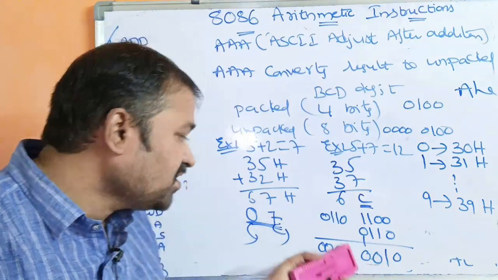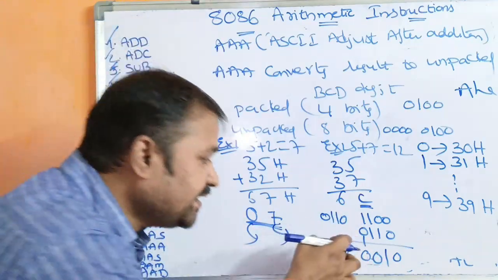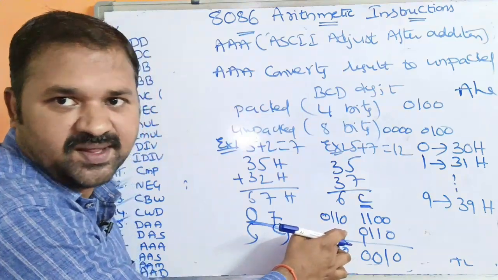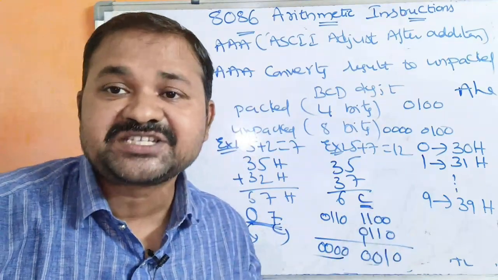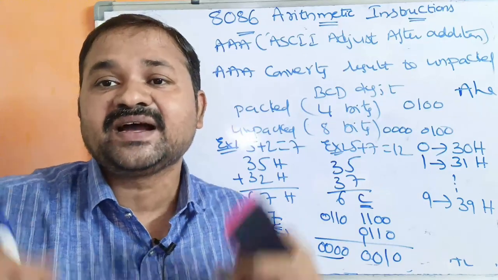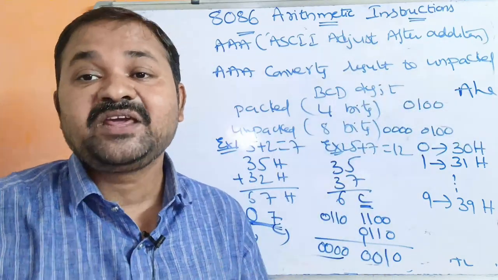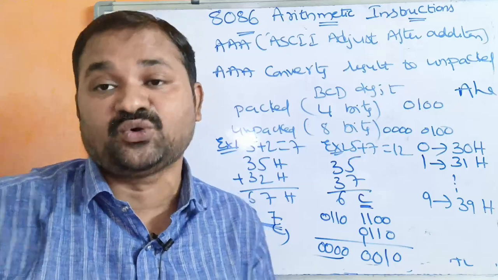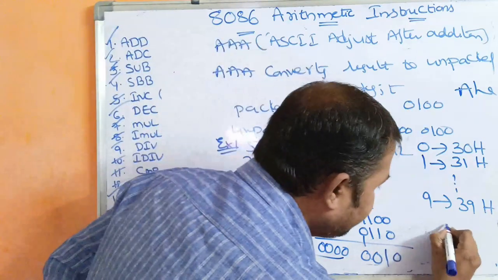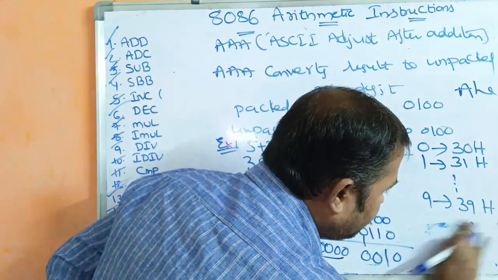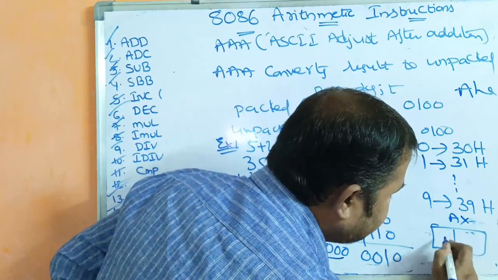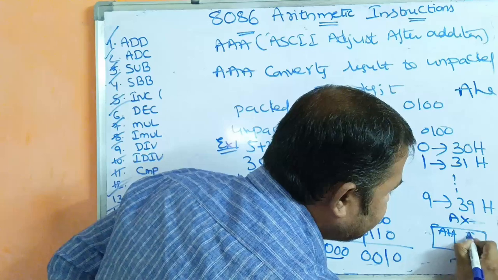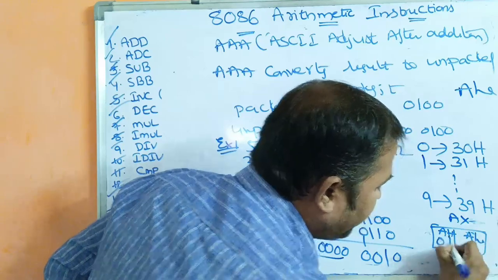But the carry will not be propagated to the next upper nibble. Why? Because here we performed the mask operation. Instead of that, we have to increment the AH register value. Previously, the AH register value is 0. Now AH will become 1. So we know that here we have AX: this is AH, this is AL. Now AH contains 1.